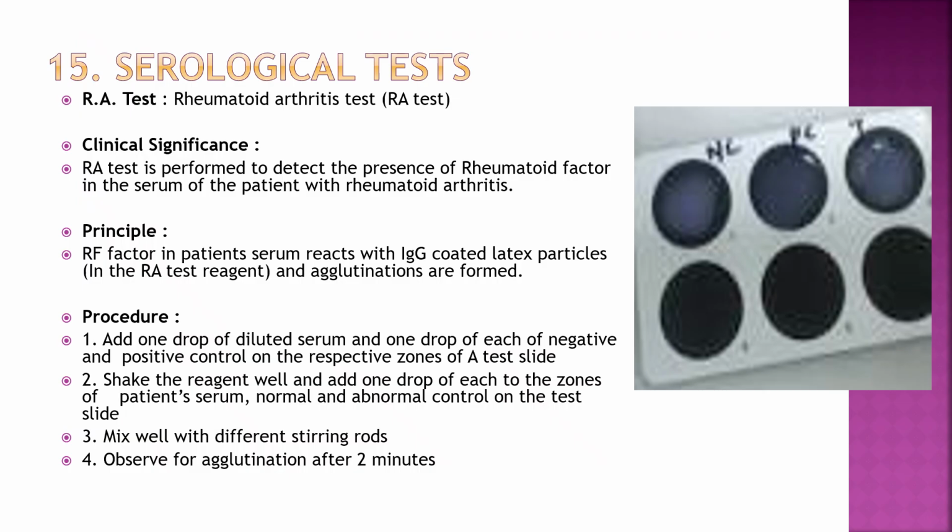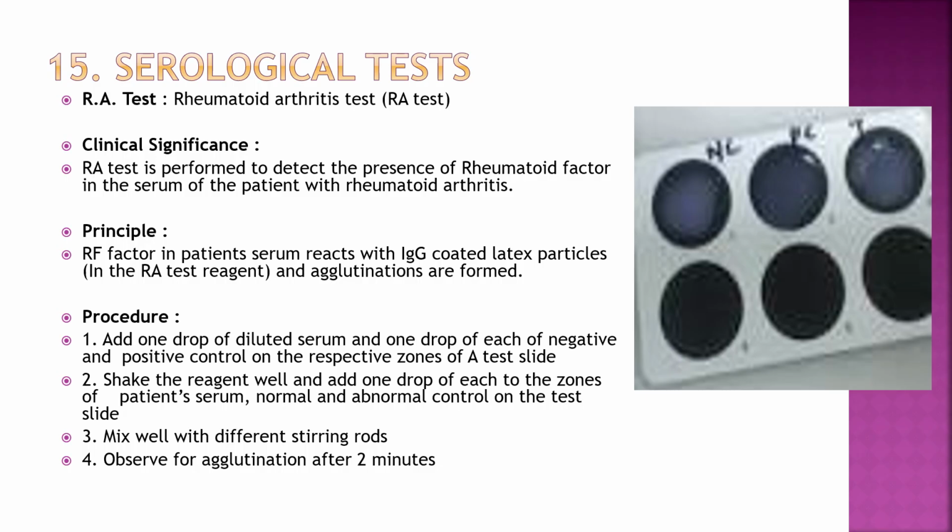Hello students, today we will see serological tests. So first is the RA test. It is the rheumatoid arthritis test. The clinical significance is that the RA test is done to detect the presence of rheumatoid factor in a patient of rheumatoid arthritis. Rheumatoid arthritis is a disease of old age patients in which all the major joints are involved.